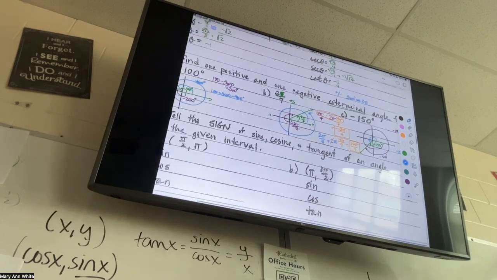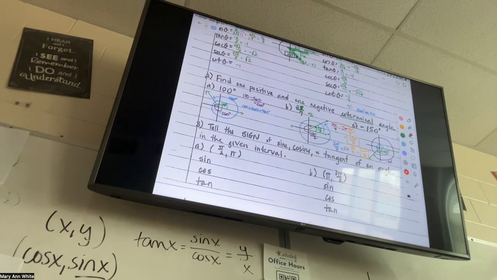Anybody have any questions up to this point? Are coterminal angles on your quiz tomorrow? Yes. Know how to do this. Can you use a calculator on your quiz tomorrow? Yes, so bring one. I have a few, but bring one.